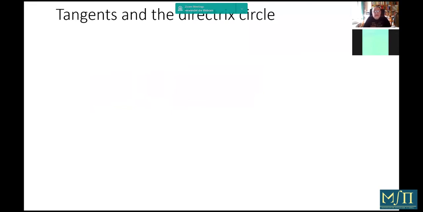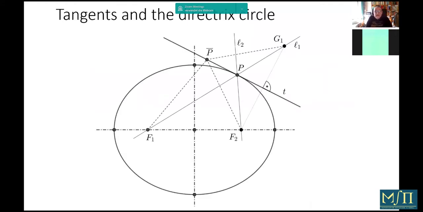And the next idea is to take a look at the tangents of such an ellipse and something called the directrix circle. Now here we'll be coming to a property that maybe not everyone is familiar with. I don't know how much thought you've given to these types of problems in the past. What we have here in this figure is the following idea.